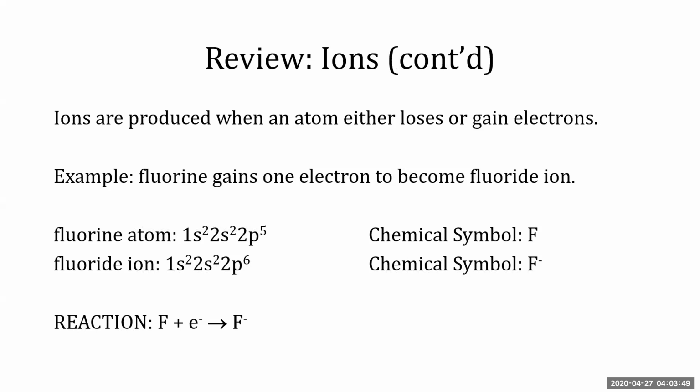Another example, fluorine gains one electron to become a fluoride ion. The fluorine atom has 9 total electrons and has 7 valence electrons in the second energy level. The chemical symbol is F. A fluoride ion has 10 electrons with a net charge of -1. The chemical symbol is F with a -1 charge. The reaction is F plus an electron to produce F-.